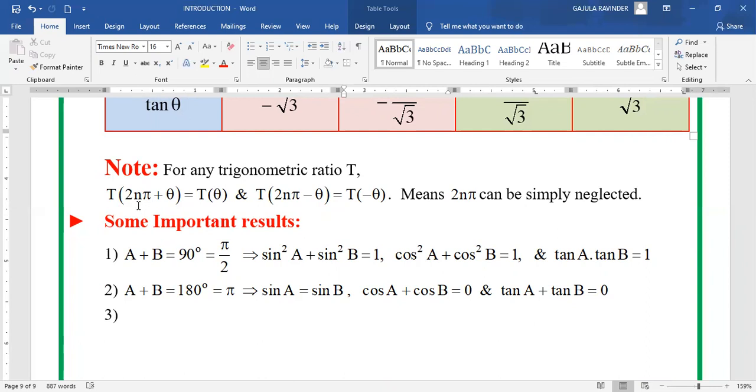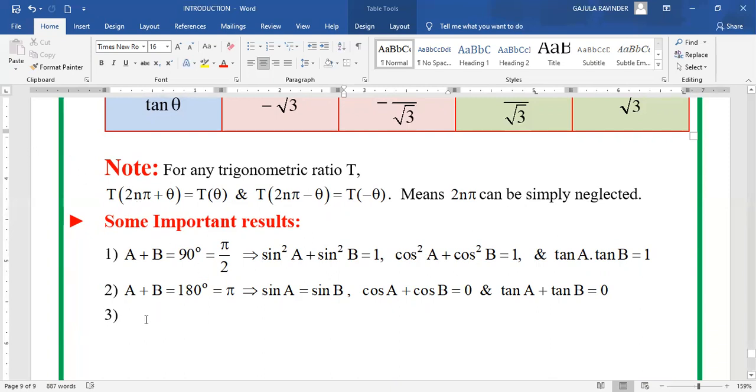So what are the complete rotations? Once again, you can memorize. 360 degrees, 720 degrees, 1080 degrees, 1440 degrees, 1800 degrees, and 1800 plus 360, 2160. Like that, you can go on adding 360 degrees. You will get the number of complete rotations for all this. So you can simply ignore them in the allied angles.